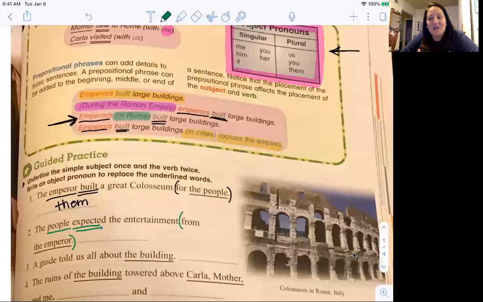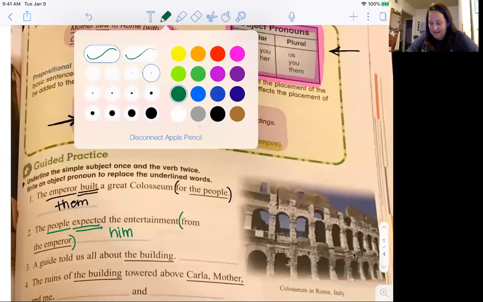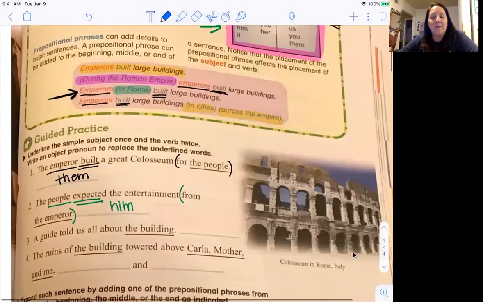If you said singular, you're right. So we're going to look here. The emperor, it's going to be from her. No. From you? Nope. From him. Good. We're going to put from him. Excellent, excellent. Okay, let's move on to number 3.